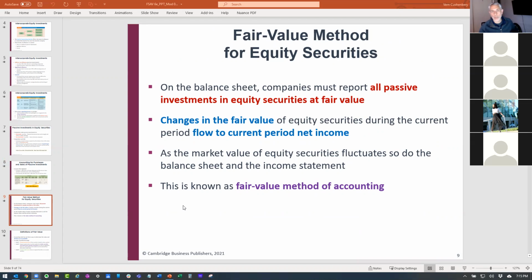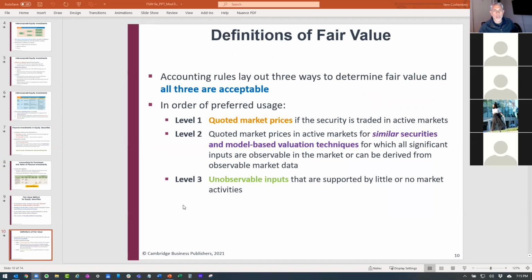What we just looked at here is called fair value method accounting for equity securities. And this is terminology that you need to be aware of: level 1, level 2, level 3. Sometimes you'll see these levels referred to with publicly traded market prices. So level 1 is a quoted market price. Those would be for your equity securities. Level 2 would be quoted market prices for similar securities.